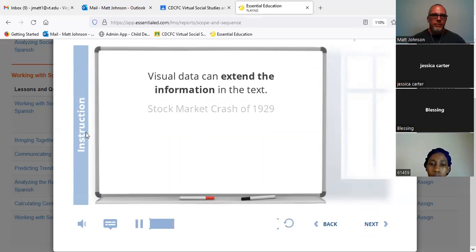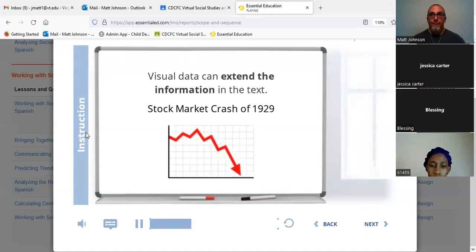If you're reading about the stock market crash of 1929, for example, the text might extend its meaning with newspaper headlines reporting on the crash. Or it might include a line graph showing the plummeting Dow Jones Industrial Average. The visual data in this case would give you a better understanding of the 1929 market crash: what happened, when it happened, and how people responded to what happened.